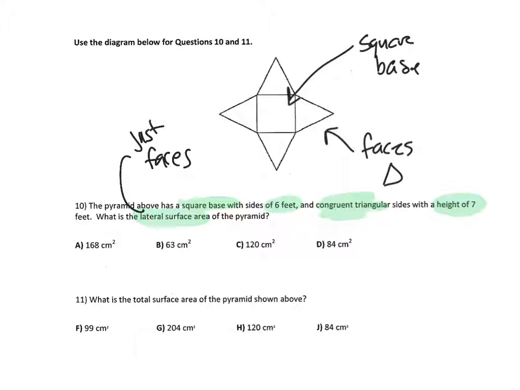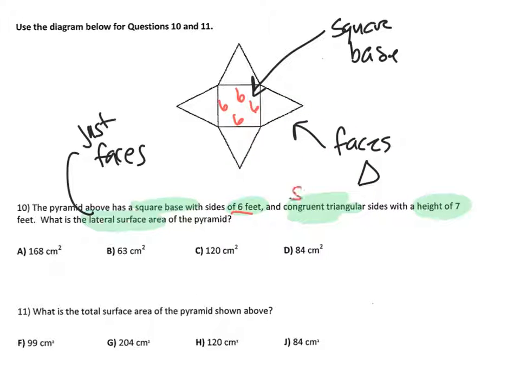So if we have a square base, the side is 6, that means every single side of that square will be 6. And congruent, or the same triangular sides, with a height of 7. So that means the height for each triangle is 7. The height of each would be 7. So we've got to use that area formula for a triangle.